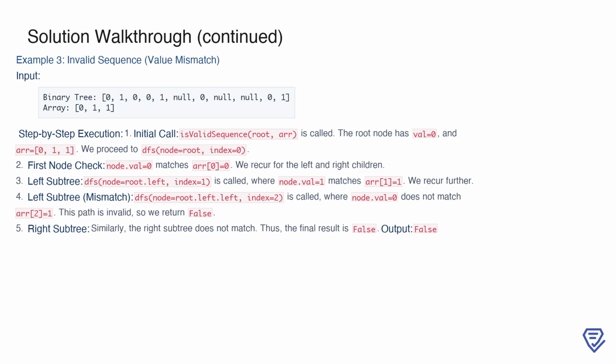At the left child, the value matches the second value in the array, so we continue further into the left subtree. However, the next node has a value of 0, which does not match the third value in the array, which is 1. This mismatch invalidates the left subtree path, so it is not a valid sequence. When we check the right subtree, no valid path matches the array either. As a result, the function determines that there is no valid sequence corresponding to the array, and the final result for this example is false.